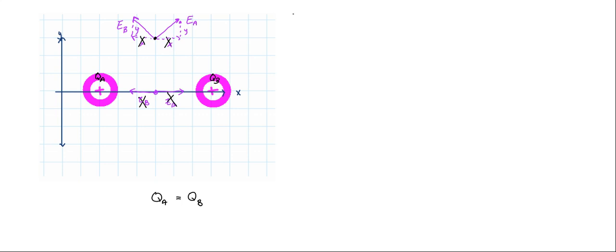I can still write that out, just so we know that if QA and QB were not equal to each other, you could still solve this problem. So I'll write EB on the left here. EB in the X actually ends up being negative, so I'm going to say EA in the X minus EB in the X is going to give me 0, because they're equal magnitude, opposite directions, and you can watch the previous video if you need to look at that again.